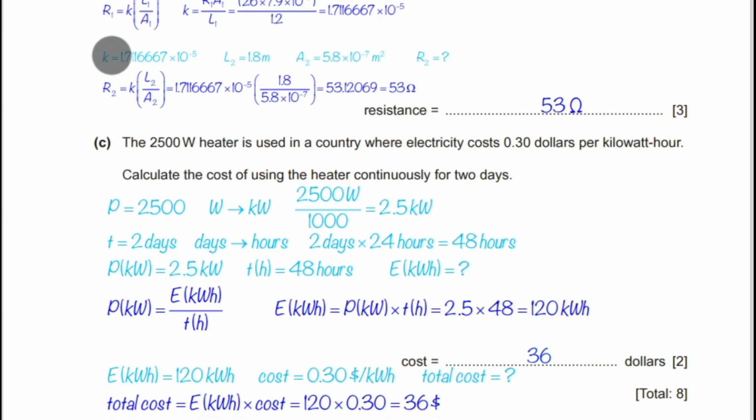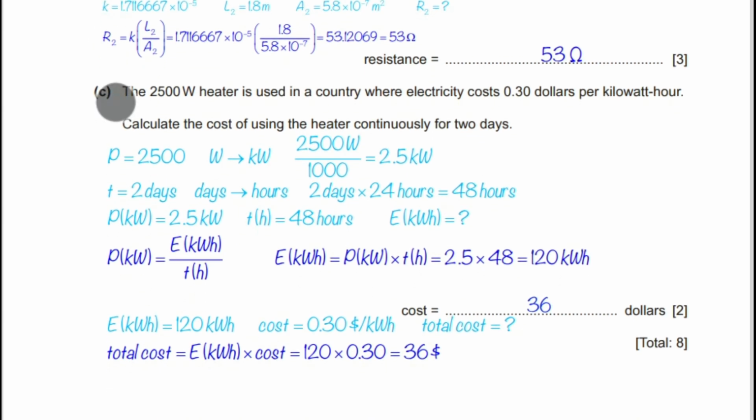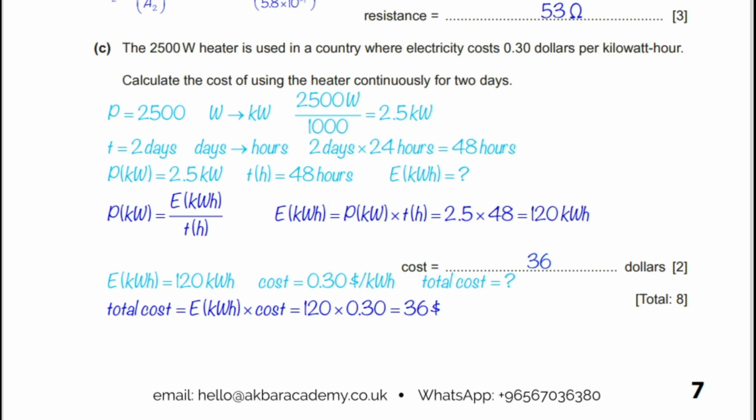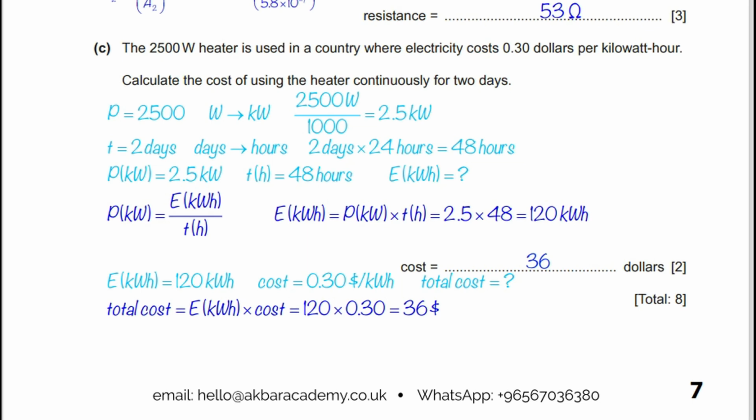Calculate the total cost. Now let's see how much this costs based on the electricity price. Total cost equals energy in kilowatt hours multiplied by cost per kilowatt hour. 120 kilowatt hours times $0.30 per kilowatt hour equals $36. So running this heater continuously for 2 days would cost $36. This is a practical example of how understanding power consumption can help manage electricity bills effectively. Final answer: $36.